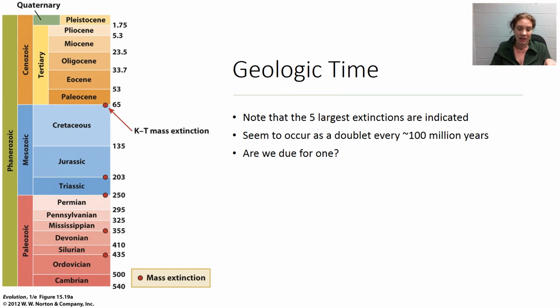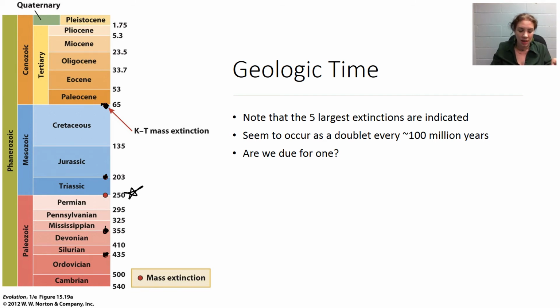So here's kind of what we're looking at. In terms of the mass extinctions, the ones that I just listed, we had the Ordovician, which occurred around 435 million years ago. The Devonian at 355 million years ago. The Permian, the really big one, at 250 million years ago, followed shortly by the Triassic at 203 million years ago. And the most recent one is the Cretaceous at the KT boundary.